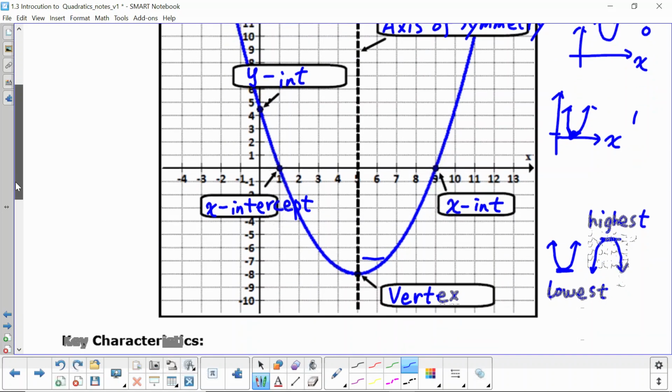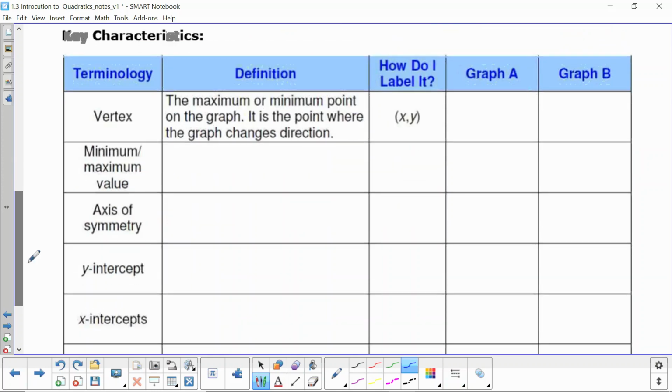So now we are going to fill in the definitions for this important terminology, okay? The maximum or minimum point of the graph, we call it the vertex. It's a point where the graph changes direction. So from going down to going up, this is changing direction. And how do I label it? Use x, comma, y.